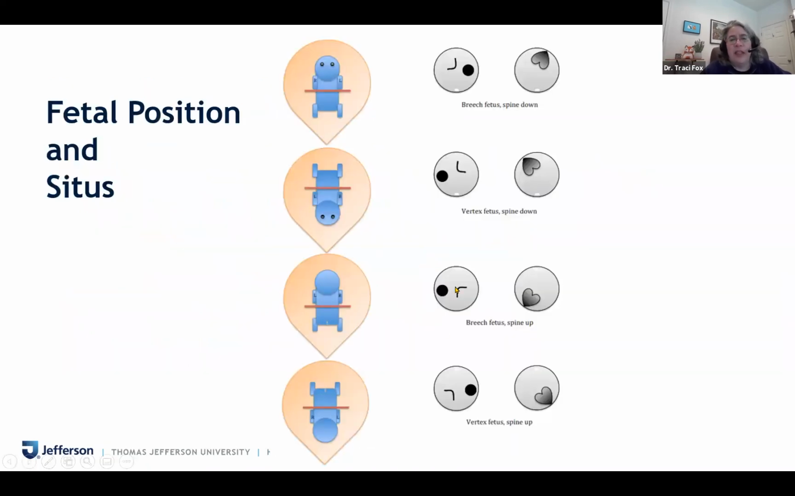Fetal position and situs is one of the most difficult things for new learners of obstetric ultrasound. So this is what I use with my students. I have a picture of a fetus. The bottom part's the cervix, the upper part's the fundus. This is a fetus lying breech face up, vertex face down, vertex face up, face down breech, and face down vertex. And what position, where is left, where is right? So where should the stomach be? Where should the apex of the heart be?